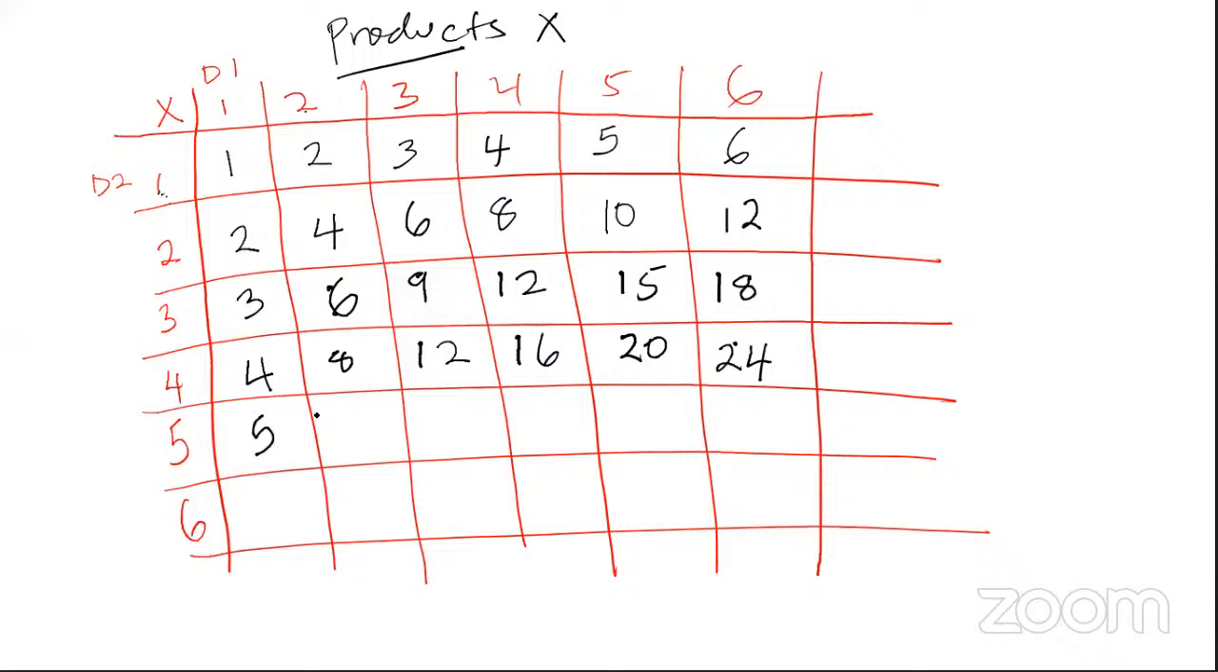5 times 1 is 5. Times 2 is 10. Times 3 is 15. Times 4 is 20. Times 5 is 25. Then 5 times 6.